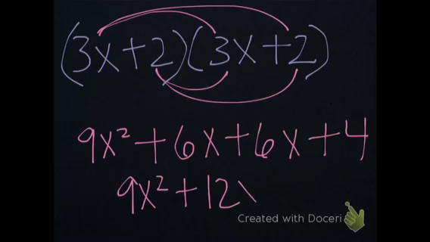Once you have FOILed, you know that you have the right answer. Now we are going to do some mixed problems. I will give a term, and you will have to figure out if it is a difference of squares, perfect square trinomial, or if it is a greatest common factor.